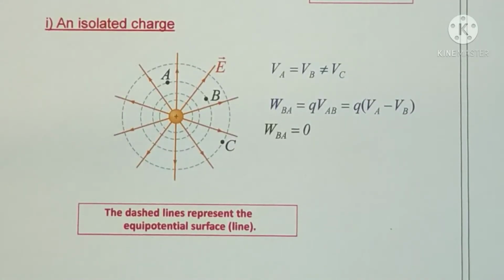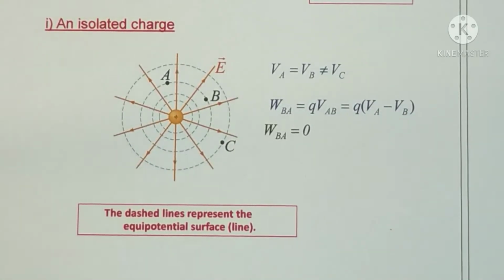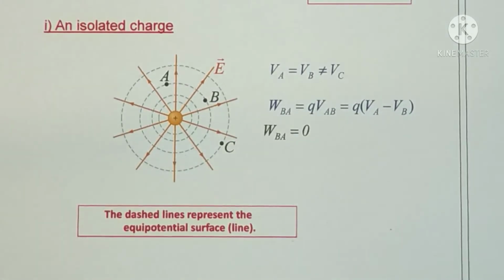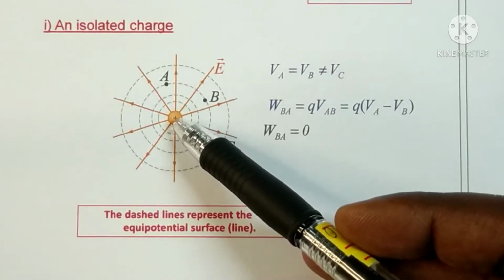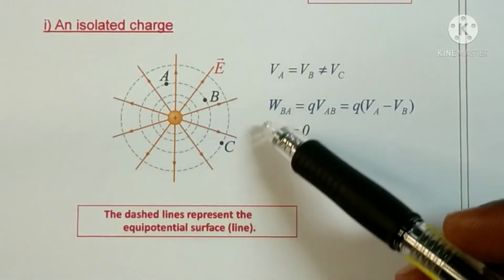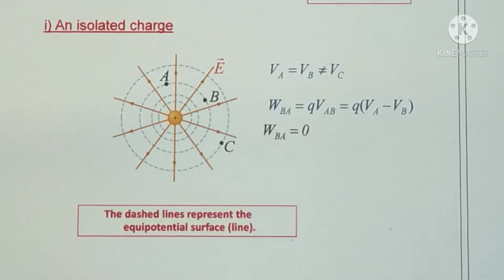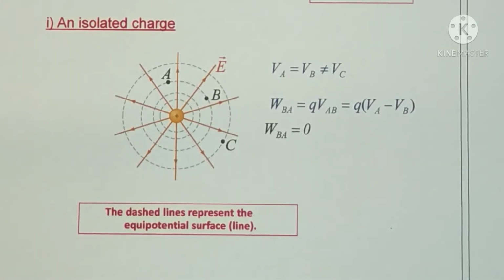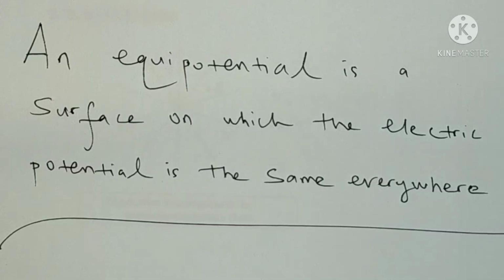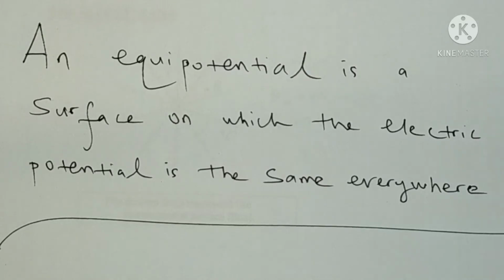Hi all, welcome back to electric potential part 3, and it's about equipotential surfaces for an isolated charge. The electric potential can be represented for a positive or negative isolated charge graphically by drawing equipotential lines, or in 3 dimensions, equipotential surfaces. The dashed lines represent the equipotential surface. What is meant by an equipotential surface? An equipotential is a surface on which the electric potential is the same everywhere.